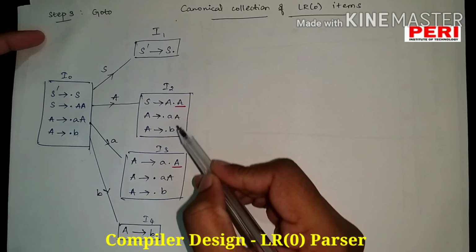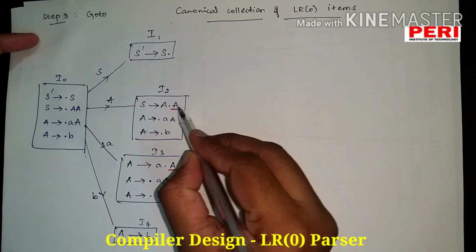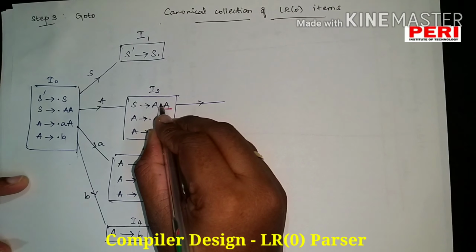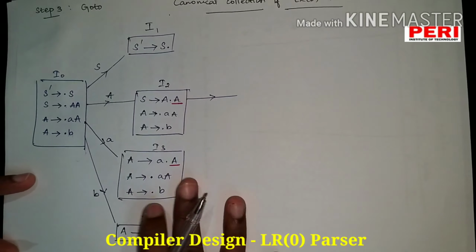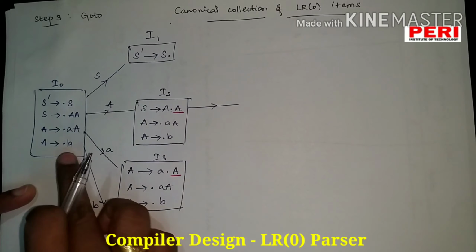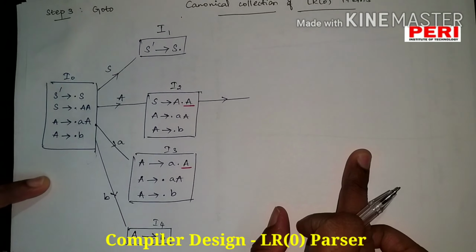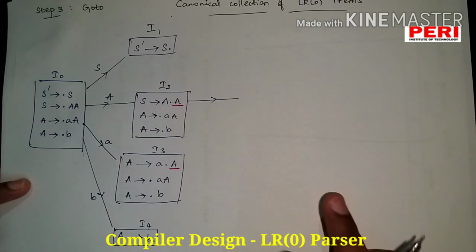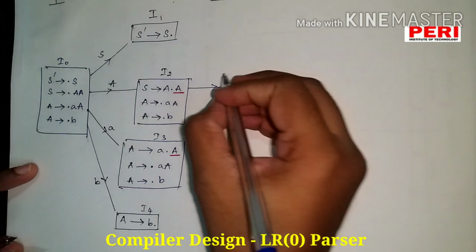Coming to I2, here I have a non-terminal, which means an element next to A. What does it mean actually? We have to traverse one more step to move the dot to the next position. The actual goal of the problem is to bring the dot sign to the end of the production, the final state. Till then we have to do the process.